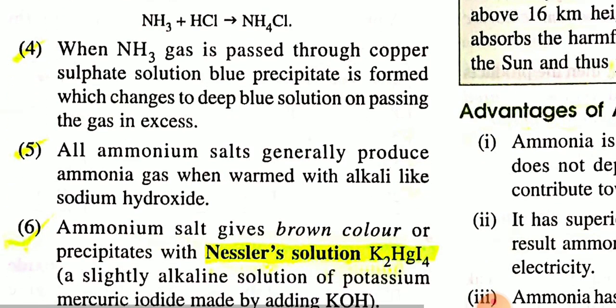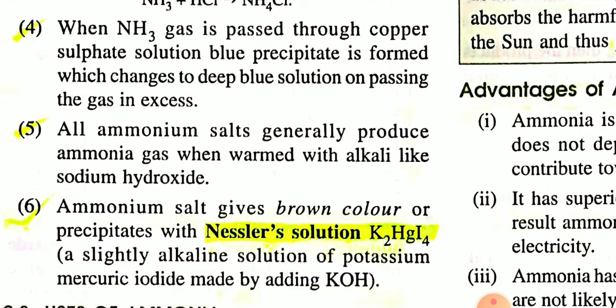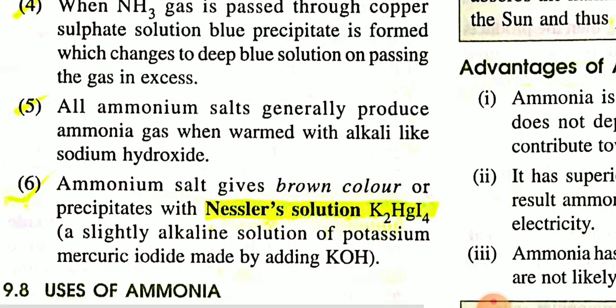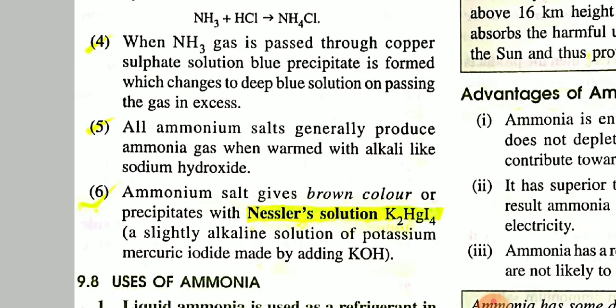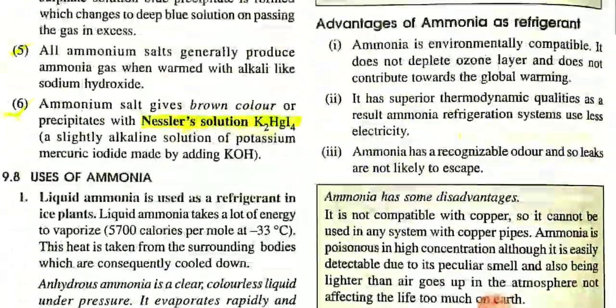And when ammonia gas is passed through copper sulfate solution, a blue precipitate is formed, which changes to deep blue solution on passing the gas in excess. Ammonium salt gives brown color or precipitate with Nessler's solution. Nessler's solution is K2HgI4. Using this solution, you can identify whether a gas is ammonia or not. These are some tests for ammonia.